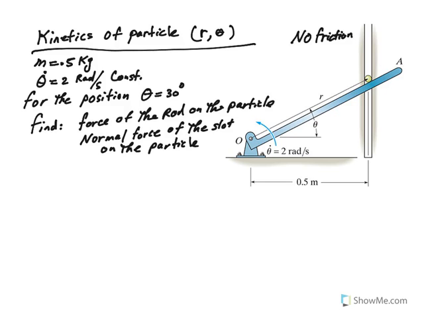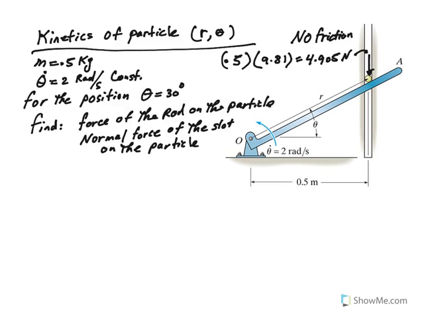So let me draw a free body diagram for you guys. Let me start with the known weight, which would be 0.5 kilograms times 9.81, right? So that would be 4.905 Newtons. So this is this guy, right?